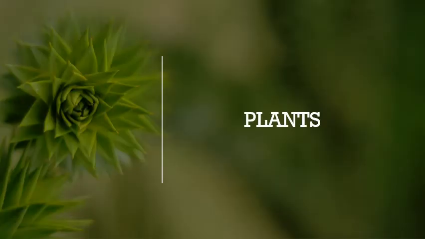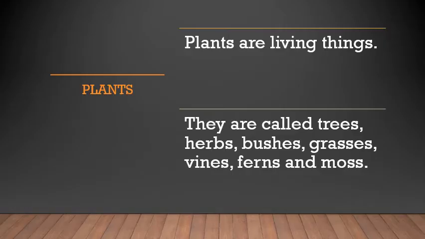Now, plants are living things. What are plants? Plants are living things like us. We are also living things, animals and plants. They are called trees, herbs, bushes, grasses, vines, ferns, and mosses. Let me read the spellings for you. TREES trees, HERBS herbs, BUSHES bushes, GRASSES grasses, VINES vines, FERNS ferns, MOSS moss. These are the different kinds of plants which you will be learning in detail in a later video.